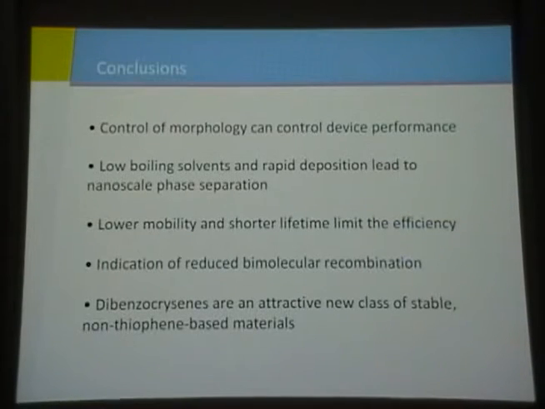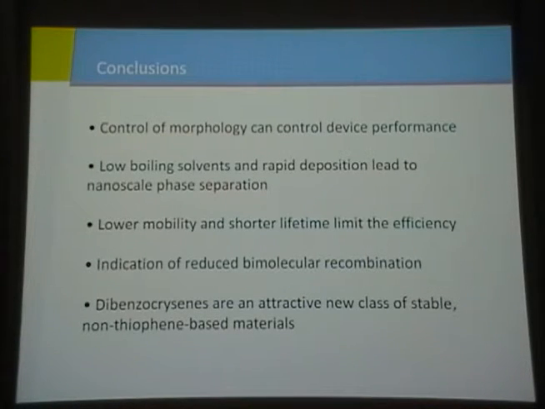I come to the conclusion that it's very important in the case of small molecule solar cells that we need to have a very specific control of the morphology, which should keep the device performance. And the trick is that you have to use low boiling point solvent. And we have seen the lower mobility does not affect the solar cell carrier extraction. We have observed this lower mobility, but it's not really affecting the solar cells.